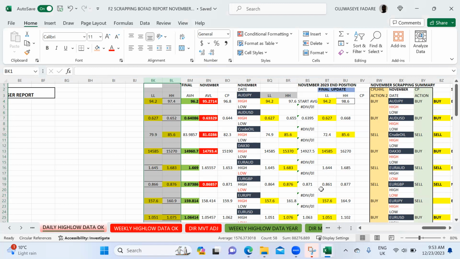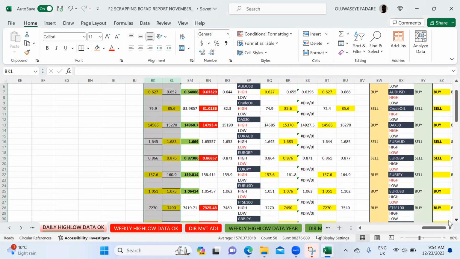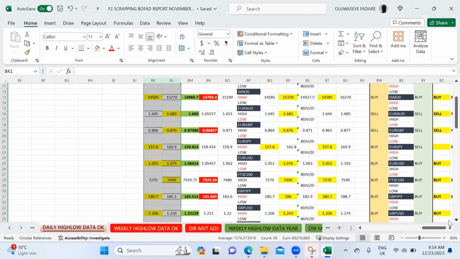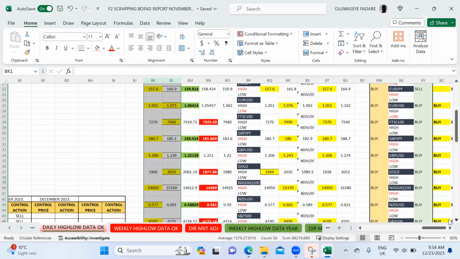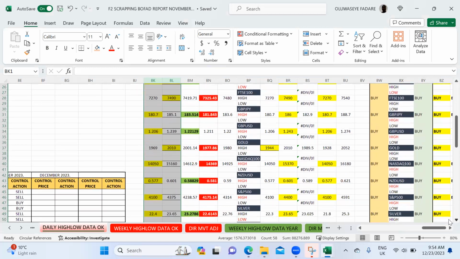For the next product, Euro GBP, we had 0.876, the high changed to 877, and the low from 0.866 to 0.861. As well, like I said, the ability to identify the first side will help us to maximize the opportunity from the other side. For Euro JPY, the low remains the same. For Euro USD, the low remains the same. For FTSE, the low remains the same. So that's the way the report goes continually to the end.